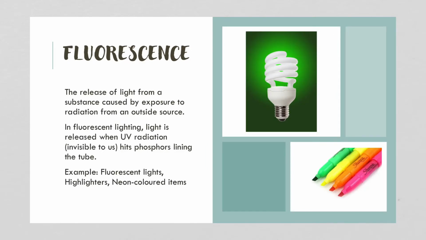The next source of light is fluorescence, and that's when light is being released from a substance caused by exposure to radiation from an outside source. In fluorescent lighting, light is released when the UV radiation, which is invisible to us but is there, hits phosphors which line the tube, and then those phosphors glow, releasing that light to us, and we can see light. Examples would be fluorescent lighting or highlighters or neon colored items when UV radiation hits those things. When we are shining a black light on things, there is UV light that's being used. That's why those things glow so brightly in the presence of that light.